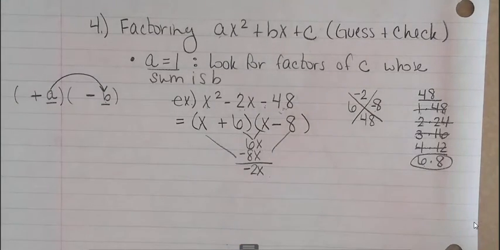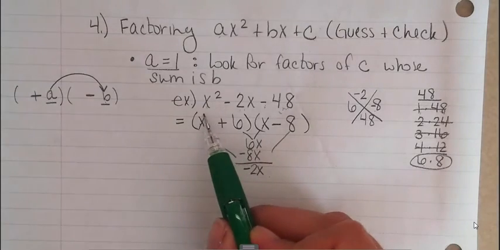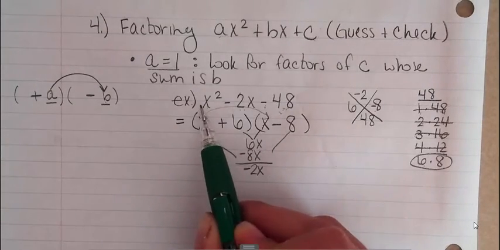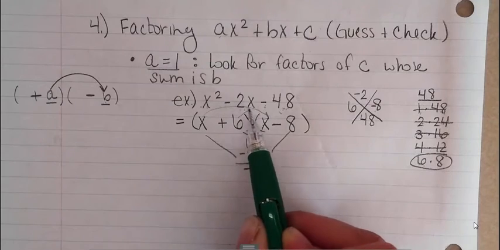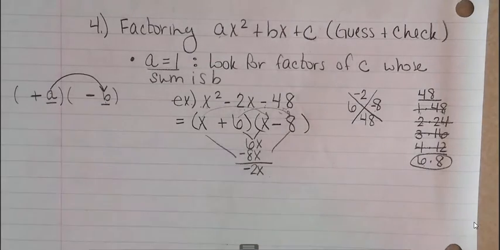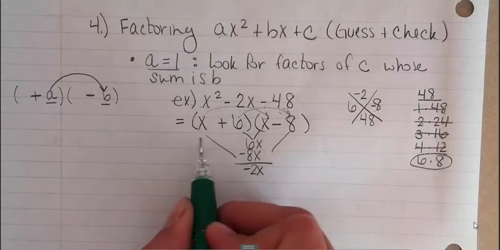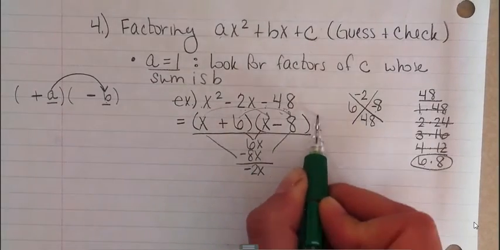I am. Then, quickly in my head, I say, well, is x times x, x squared? It is. And how about my last terms? Does that give me negative 48? It sure does. Okay, so I have checked this. This is all me checking. The real answer right here is this.